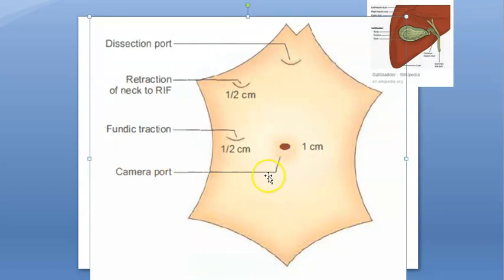Where do you think they are making? Okay, because it's laparoscopy, they need multiple ports. The camera is going via the umbilicus, looks like, or around it. And there's a fundic traction, retraction of neck, dissection port. Did you understand anything at all, guys?